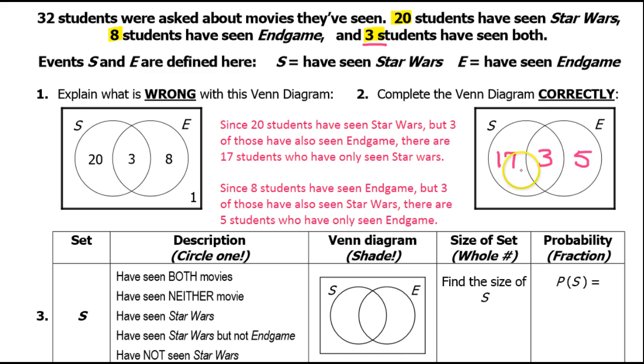So notice that 17 plus 3 plus 5 is 25. So how many does that leave? Well, if we subtract 25 from 32, that's going to leave 7. So that means that there are 7 students in this part of the Venn diagram.